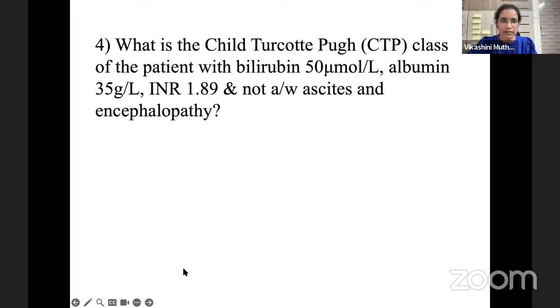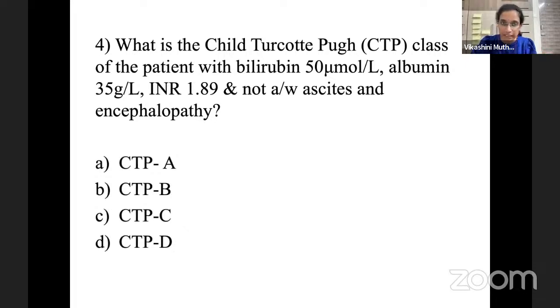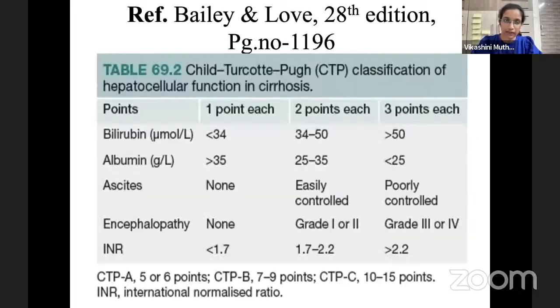Okay. So next is, what is the Child-Pugh classification of this patient? Basically, you're given the values of all the parameters included in the CTP. You just need to calculate the score and classify it accordingly, as A, B, C, or D. The bilirubin is 50 micromoles per liter. Albumin of this patient is 35 grams per liter. INR is 1.89. And the patient does not have any ascites or encephalopathy. You all know this CTP classification, which gives you the hepatocellular function in cirrhosis.